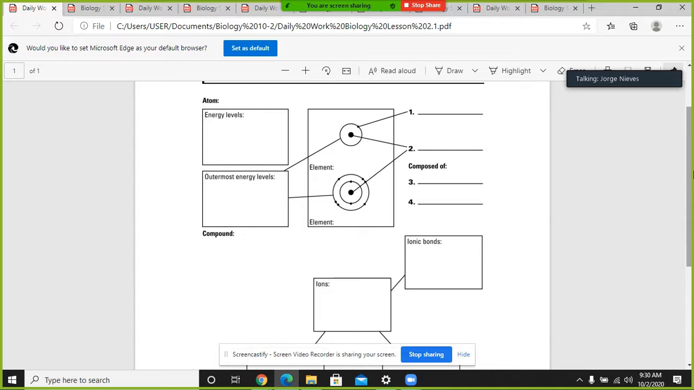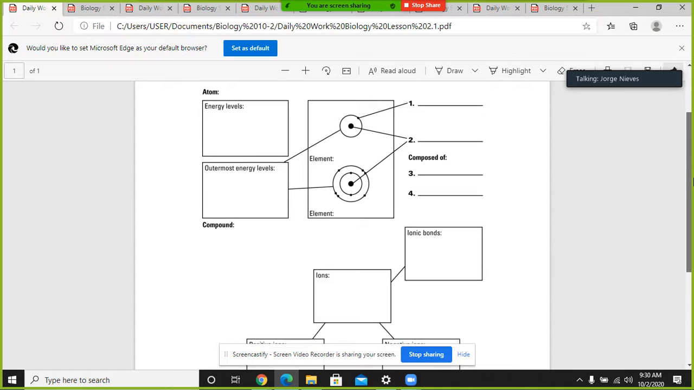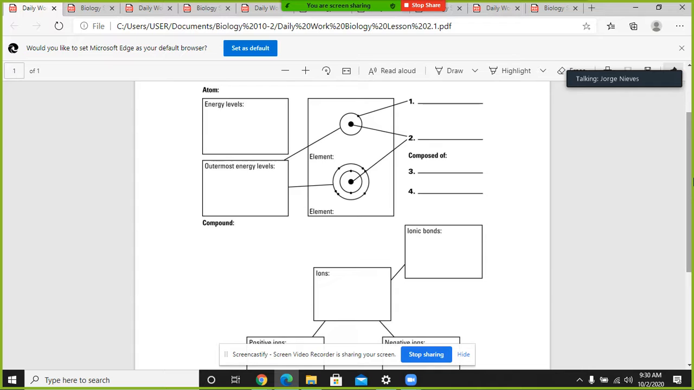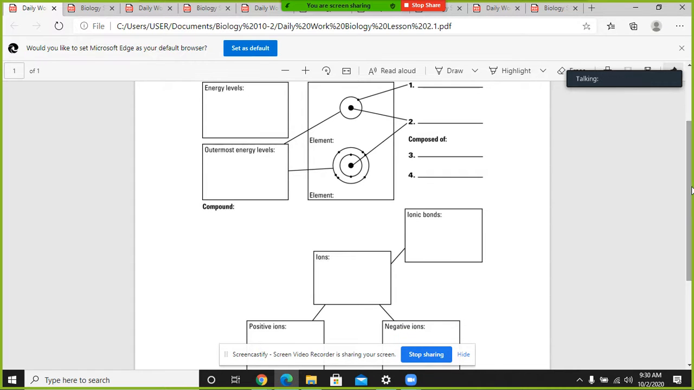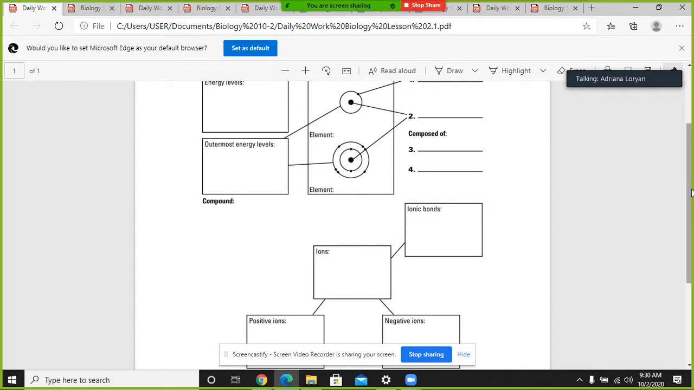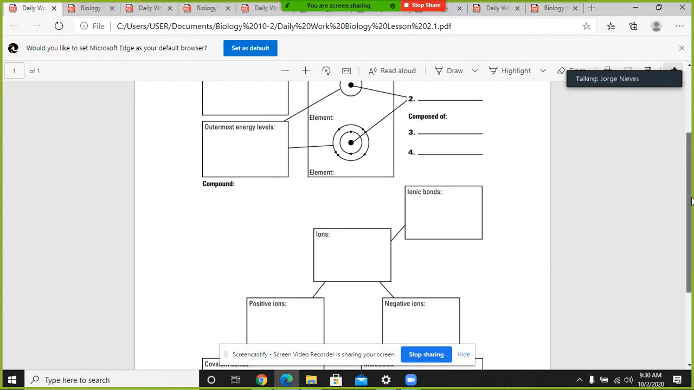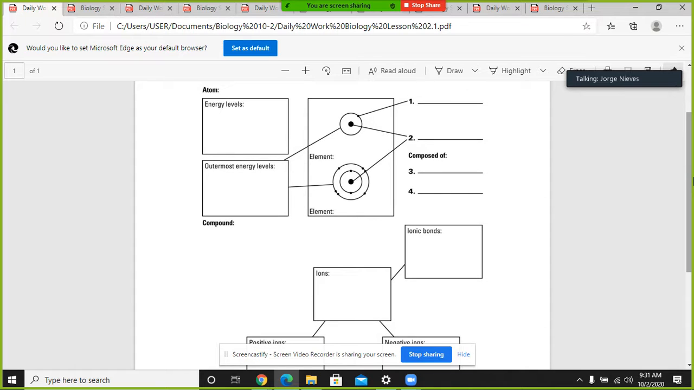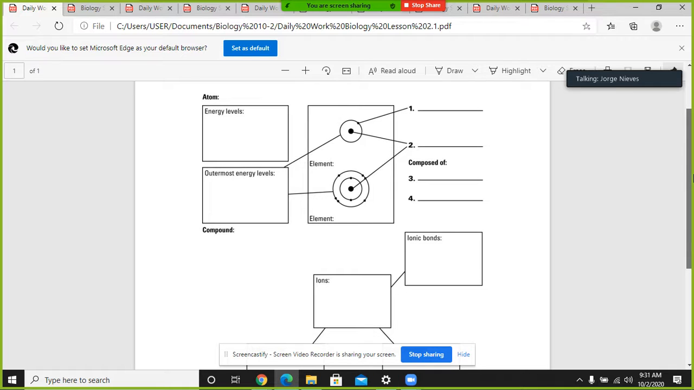The next thing I'm going to review is what a compound is. Can someone tell me what a compound is? Exactly, thank you, Adriana. A compound is made of atoms of two or more elements bonded together, like Adriana said. That's the first part of this lesson.